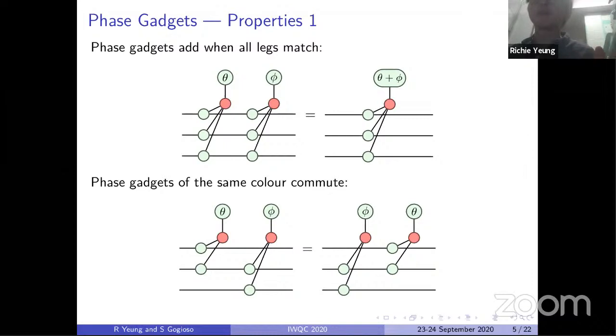So for those who are unfamiliar with ZX calculus, don't worry, because we're only working with a fragment of the ZX calculus, which only concerns these phase gadgets. And the rules that I describe here apply to the Z phase gadgets in green shown here, and also the red phase gadgets for the X basis. So the first two rules are that the phase gadgets add when the legs of the phase gadgets match. So they add together when they fuse. And then another property is that these phase gadgets of the same color or the same basis commute with each other. So you can imagine the legs of the phase gadgets just passing through each other.